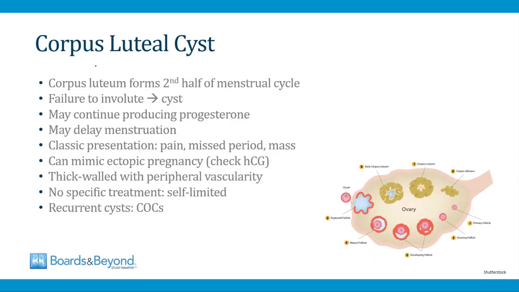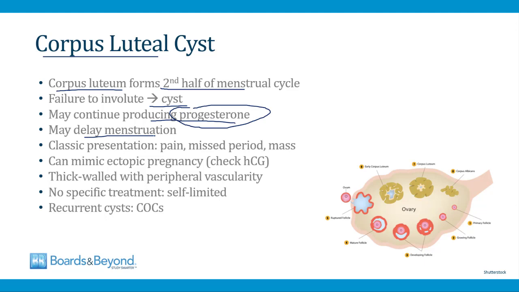Besides follicular cysts, the other major type of benign functional ovarian cyst is a corpus luteal cyst. The corpus luteum forms in the second half of the menstrual cycle after ovulation has occurred, and normally it should involute, but if this doesn't happen, it can go on to form a cyst. In some cases, these cysts will produce progesterone. Normally, the corpus luteum produces progesterone, and sometimes if the cyst is functional, it will continue making progesterone. So when this happens, this can delay menstruation because the cause of menstruation is when progesterone levels fall from corpus luteum involution, but if there is no fall in the progesterone level, then menstruation can be delayed.